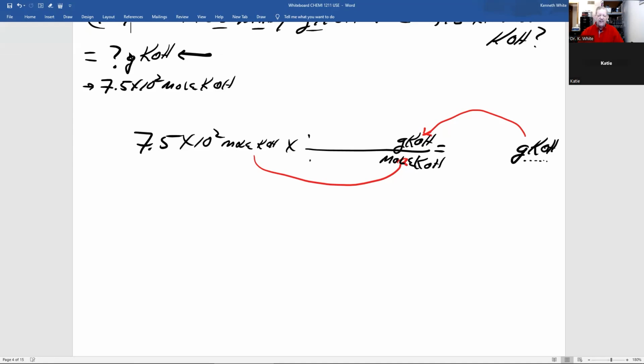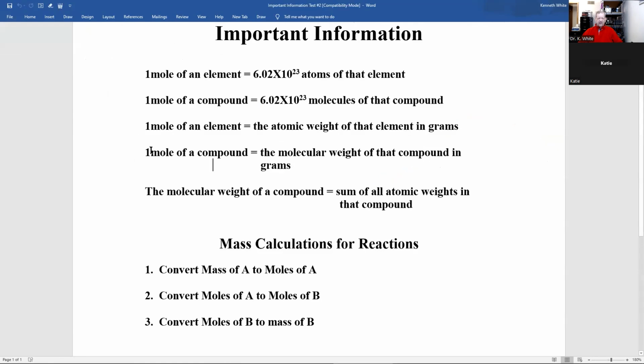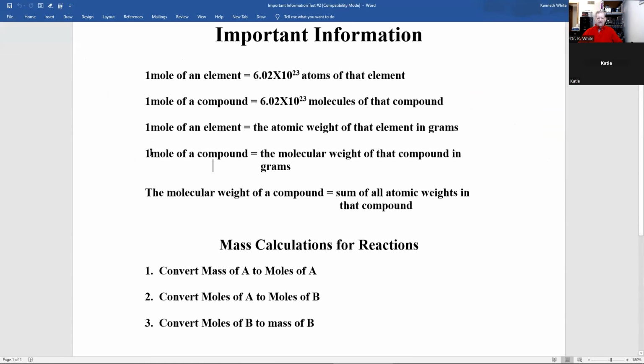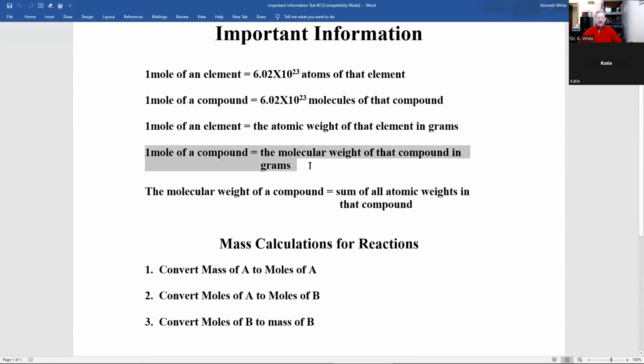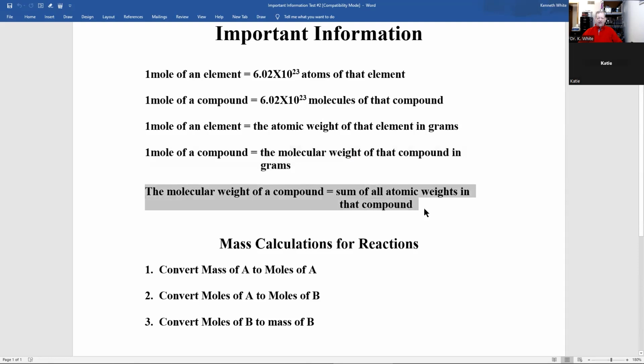And where do I find a relationship between moles of KOH and grams of KOH? Moles of a compound and grams of a compound? In case you forgot, important information, test number 2: 1 mole of a compound equals the molecular weight of that compound in grams, and the molecular weight of that compound is the sum of all atomic weights.